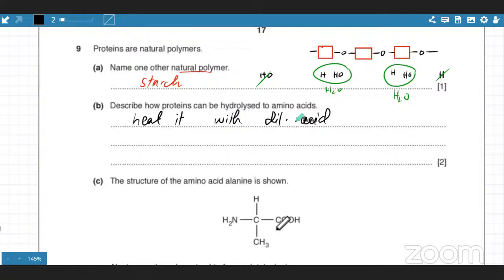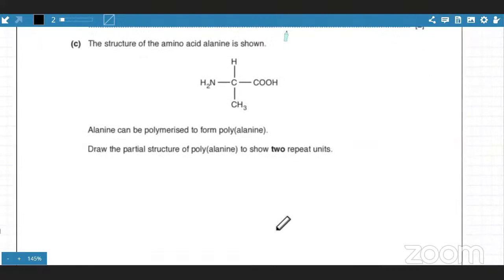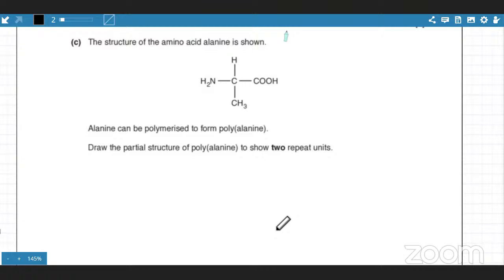Now the structure of the amino acid alanine is shown. Alanine can be polymerized to form polyalanine. Draw the partial structure. So you have alanine. Now all amino acids have this thing. They have a carboxylic acid group on one side, and they have an NH2 group on the other side. One side there's an H, and the other side there is R. Usually this R over here is represented by CH3.